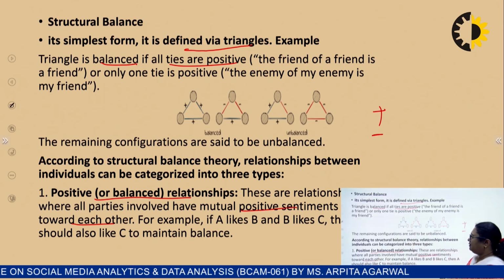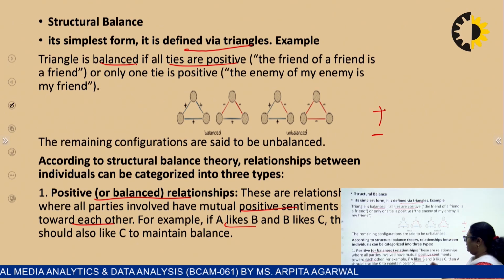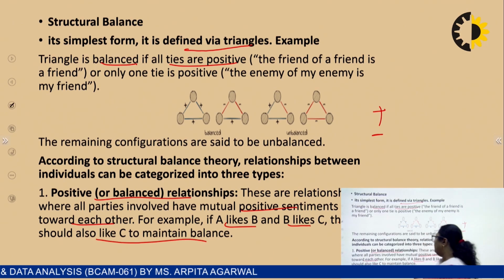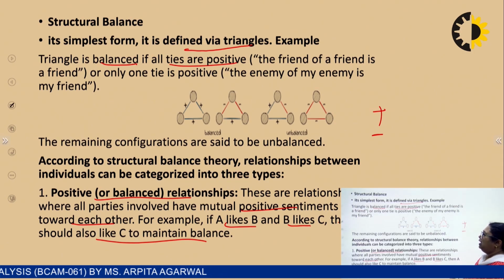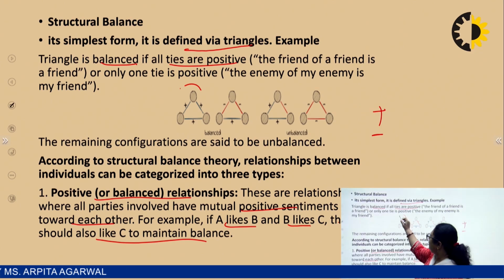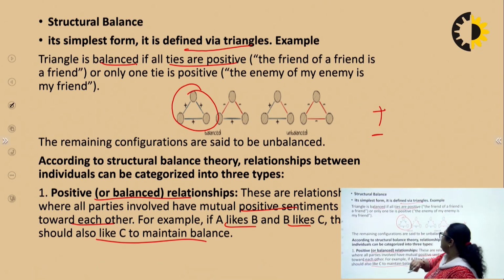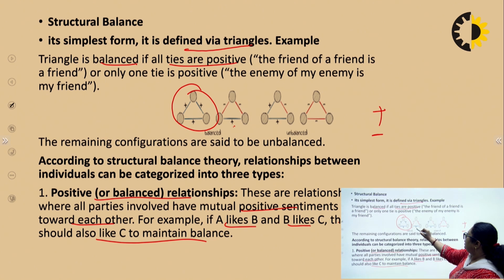We can take an example for this. If A likes B and B likes C, then we can say A should like C to maintain the positive balance. A balanced structure is there if all the nodes are positive. If one node is positive and two are negative, then it is a balanced structure. And if two are positive and one is negative, then it is unbalanced. Or if all are negative, then it is unbalanced.